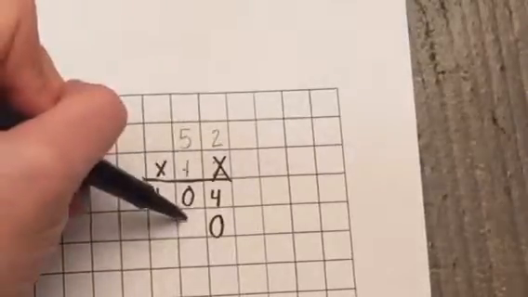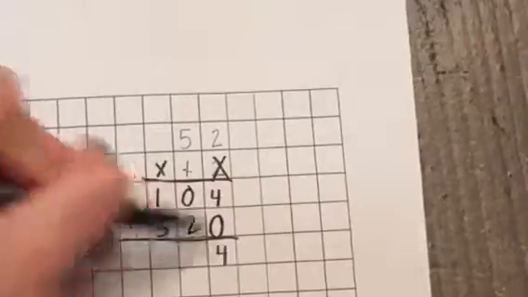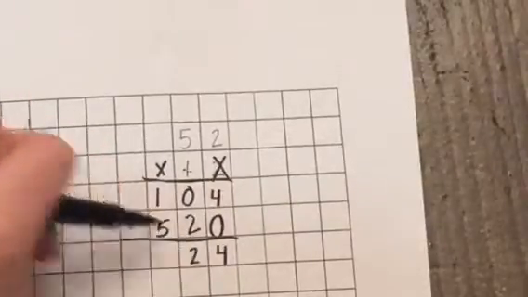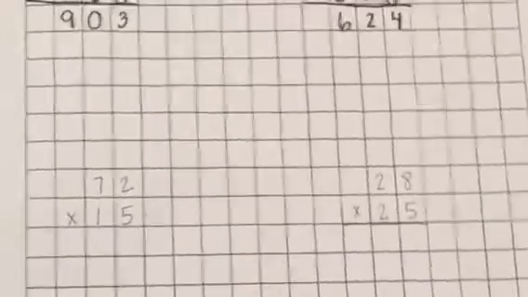1 times 2 is 2. 1 times 5 is 5. And then I just add my numbers together. 4 plus 0 is 4. 0 plus 2 is 2. 5 plus 1 is 6. Okay, we're going to do 2 more for you to see.